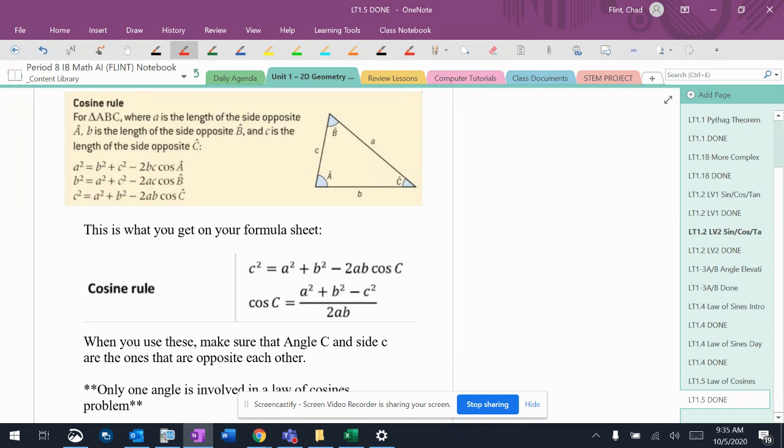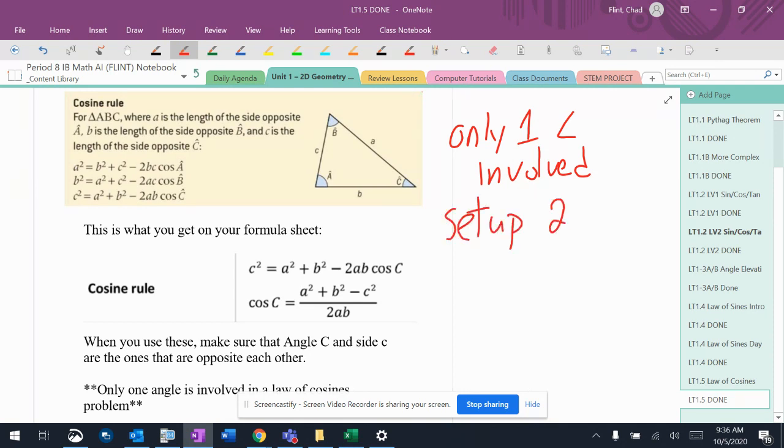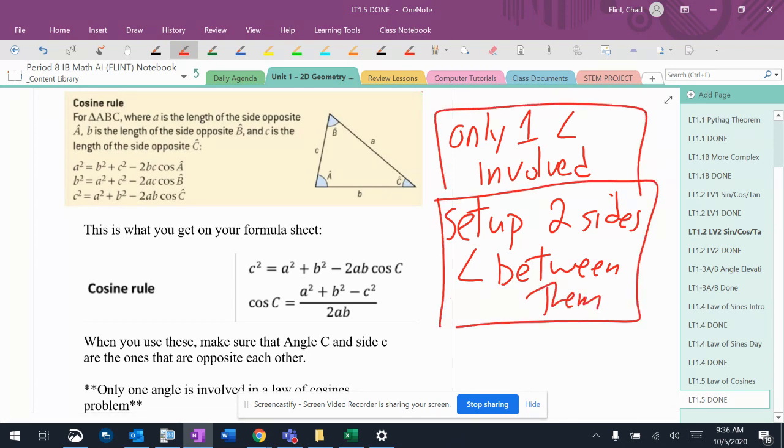But just a general rule is when you're going to use law of cosines, you're going to have just one angle involved in the problem almost always. So only one angle involved. That's not foolproof because you might have a lot of angles there, but only one of them has to do with the problem. What's going to happen is you're going to have a setup that's two sides and the angle between them. That's just a little intro to how we're going to pick. For right now, they're all law of cosines in here.